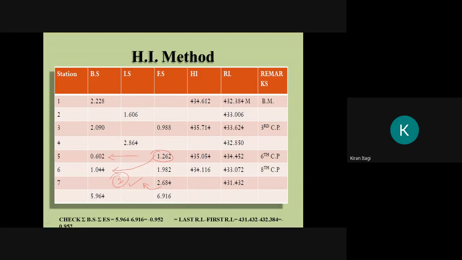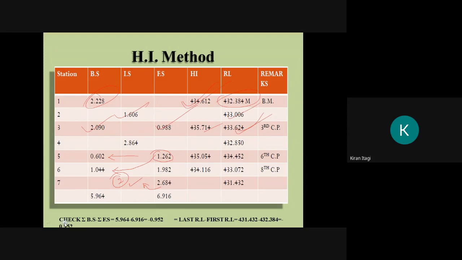Apart from that, the calculation is very simple. The given RL will be there. You will add the backsight and you will get the height of the instrument. With the height of the instrument, you will deduct the intermediate sight and you will get the RL. With the height of the instrument, you will deduct the foresight and you will get the RL. And then for this RL, you will add the backsight and you will get this one.